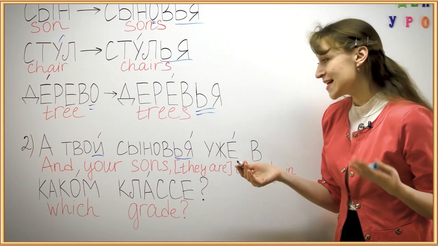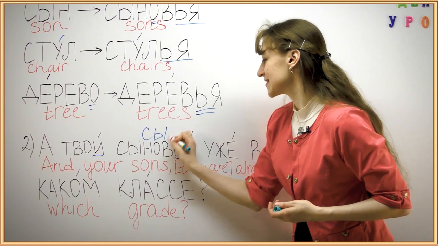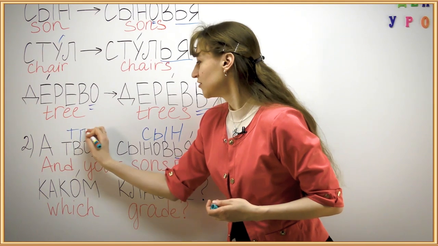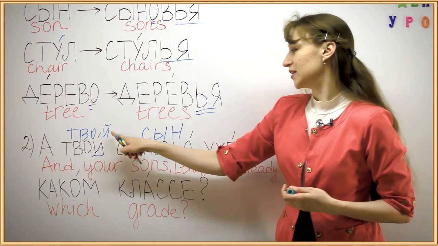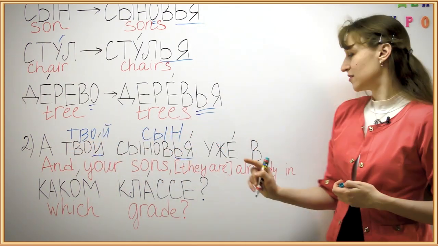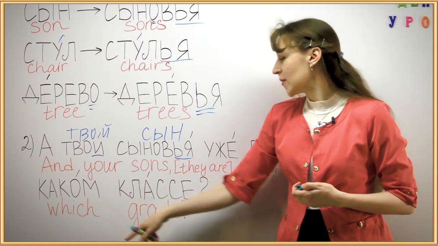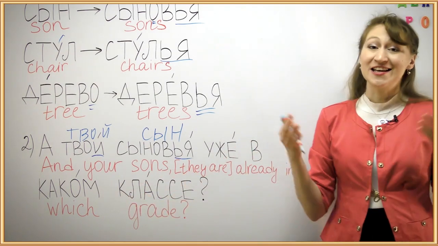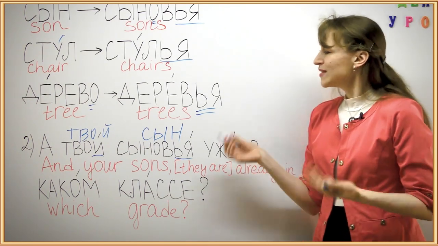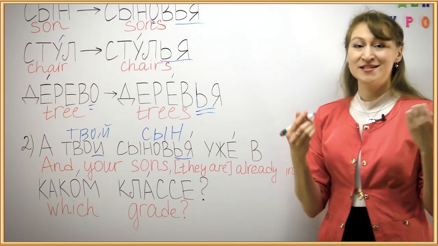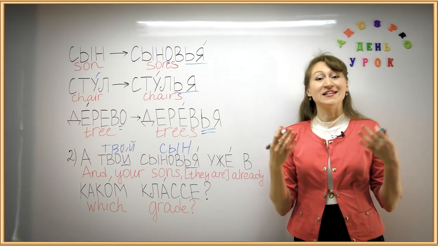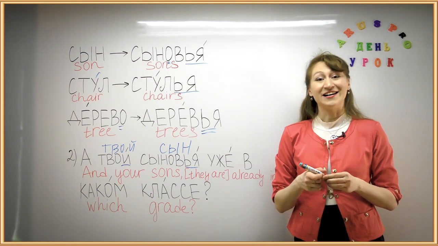If it's just one son, of course it will be сын, and the possessive pronoun your will be твой, since it will agree with the masculine noun. А твой сын уже в каком классе? Of course, if her children still go to school, you can ask this question. What about daughters? If she has daughters or one daughter. Actually, the word daughter is also an exception, and we'll get to that a bit later.